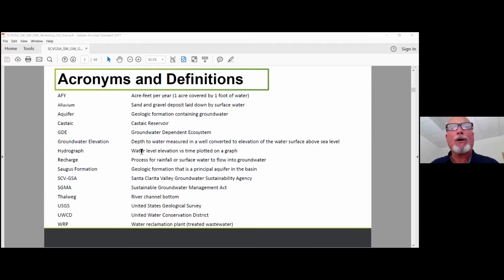Hydrograph is a water level elevation versus time plotted on a graph. Thalweg is another term we'll talk about. I'll show you some pictures of what that is. It's essentially the river channel bottom, the deepest part of the channel. And WRP, water reclamation plant. It's the water treatment facilities, Valencia and Saugus water treatment plant.